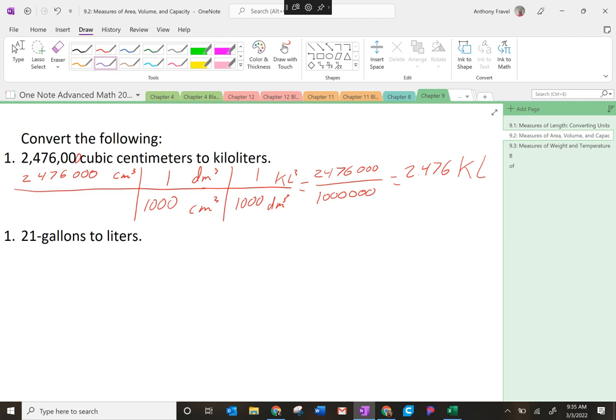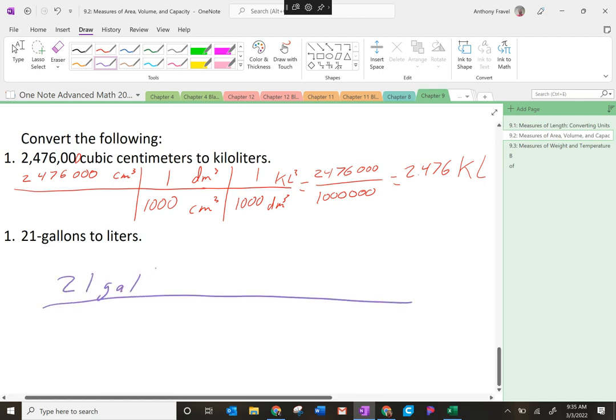You got it. So same thing, I got 21 gallons. I got gallons to quarts. And then I've got my quarts to liters. 1.06 is down here. 1 gallon is 4 quarts. Multiply straight across and divide, I get 79.25.